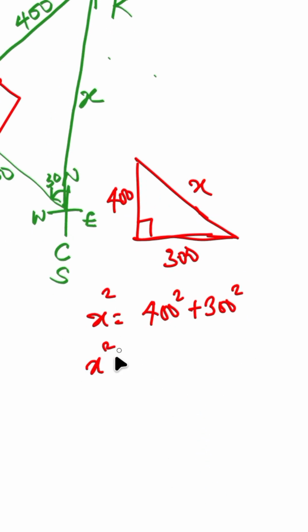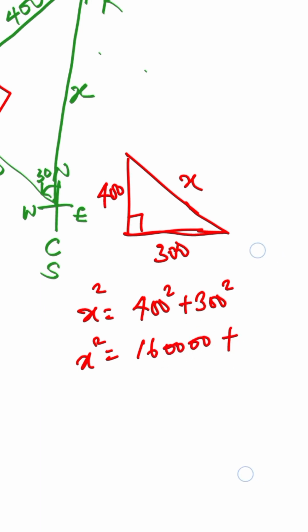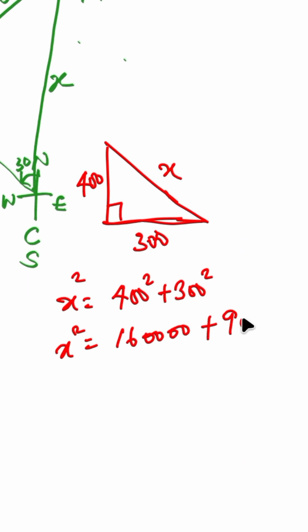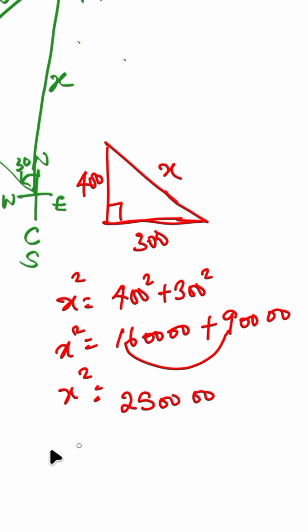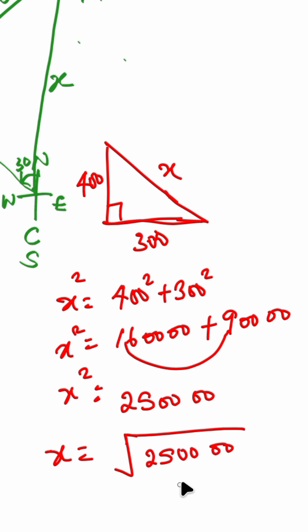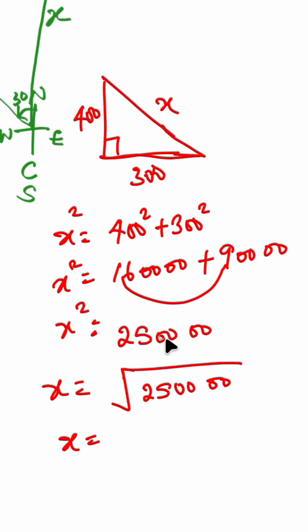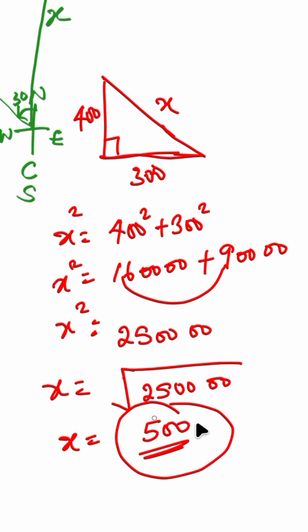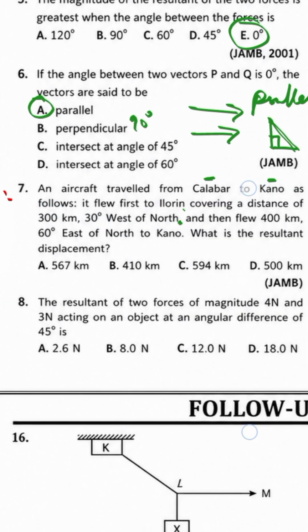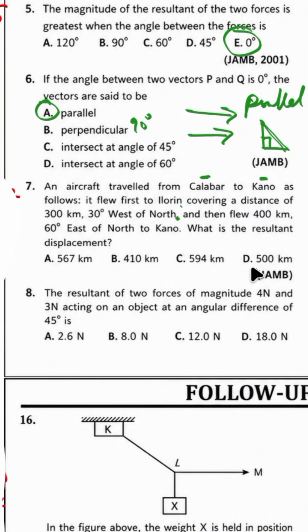So you get x squared is equals to 400 squared, that will be 16, plus 300 squared, that will be 9. So you add these two together. This is 25 together. So what will now be x? x will just be the square root of it. So if you do that, that will give you 500. That's the square root of 250,000. Okay, so 500 kilometers. Can I check that in the option? So you can see it from there. That's option D.